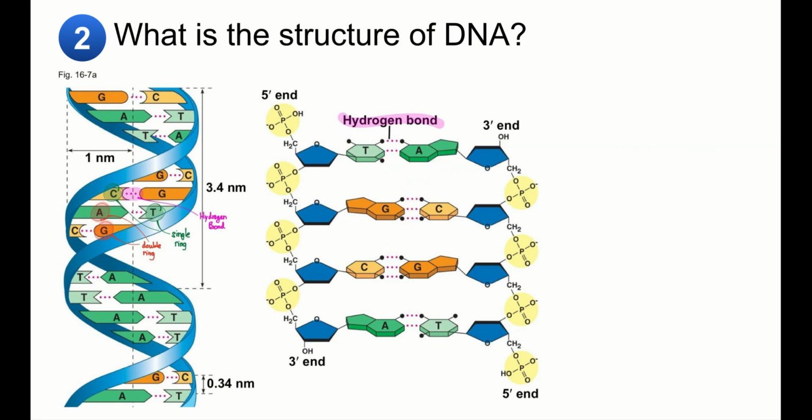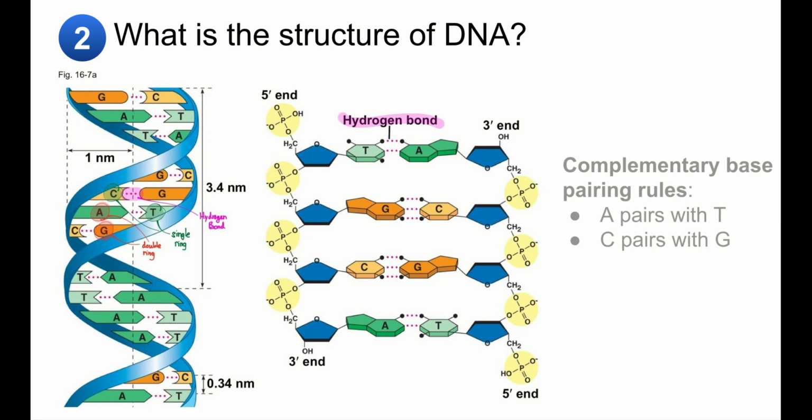Each rung is actually made of two bases paired together, and they're always paired together following base pairing rules. These are the complementary base pairing rules. A always pairs with T, and C always pairs with G. Adenine always pairs with thymine, and cytosine always pairs with guanine. We say that adenine is the complementary base to thymine. Notice these are complementary base pairing rules.